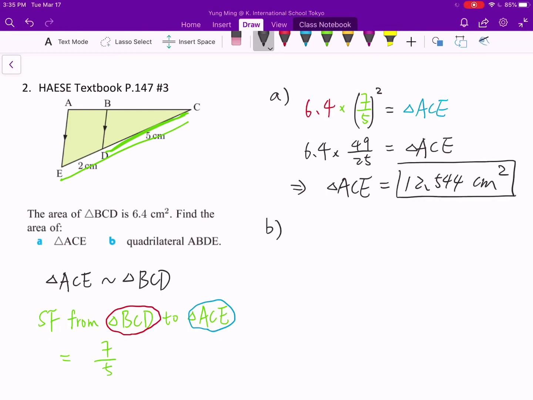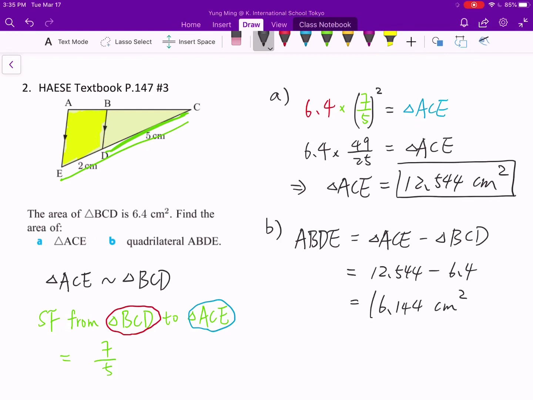And part B, if you want to find out the area of ABDE, well, the area of ABD, if you notice, it's just this part. Basically, the leftover if you subtract the bigger triangle ACE by the smaller triangle BCD. Okay, so this is equal to triangle ACE minus triangle BCD. And we know both of the areas. So we can have 12.544 minus 6.4. And that's going to give me 6.144 centimeters squared.